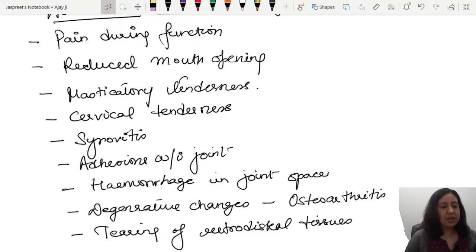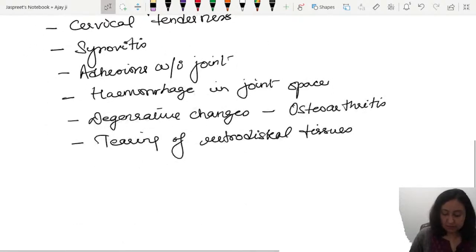Adhesions I have explained during my regular classes, when I took TMJ disorders in detail. There can be hemorrhage or bleeding into the joint space. There can be degenerative changes like osteoarthritis, and there can be tearing or perforation of the discal or retrodiscal tissue. All right.